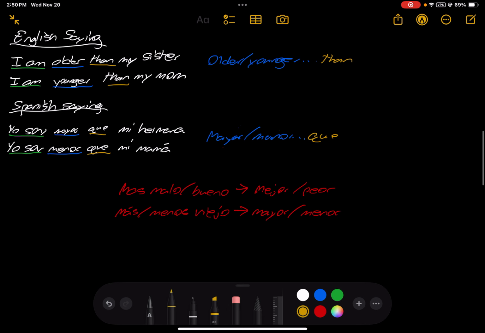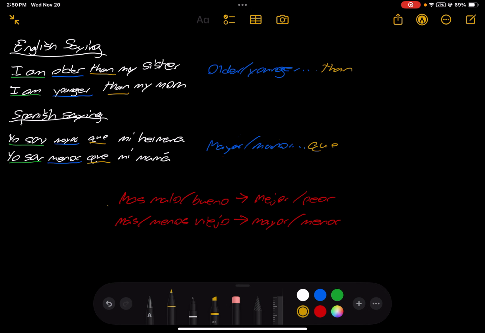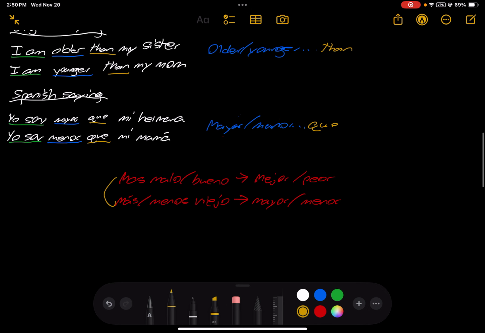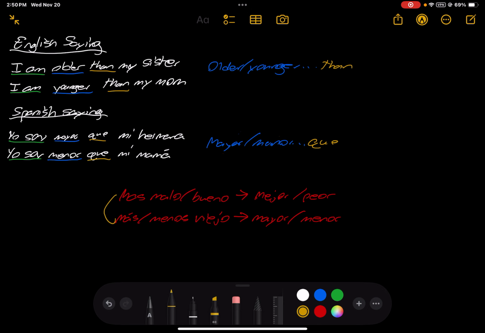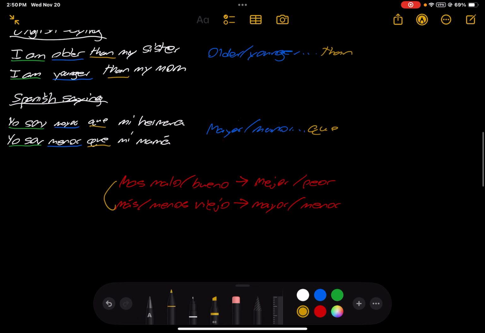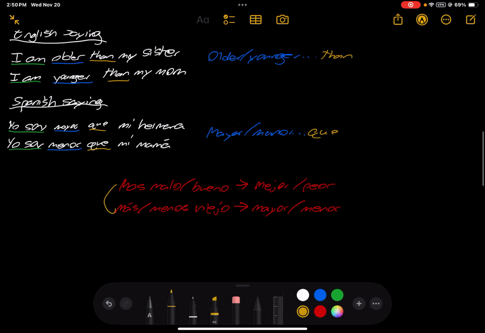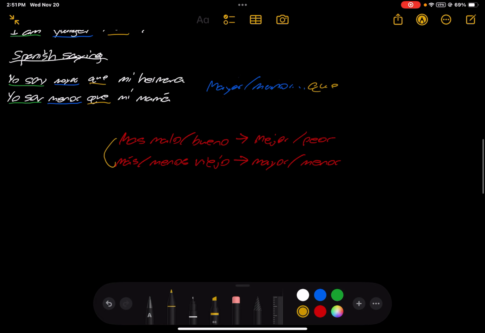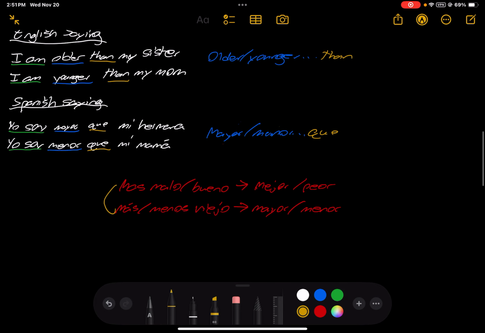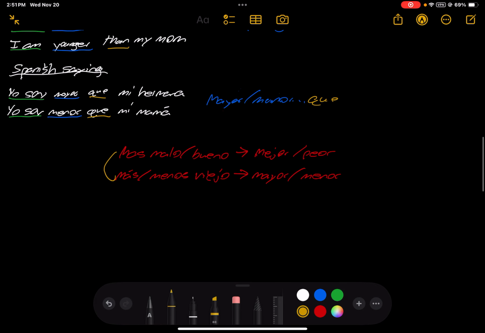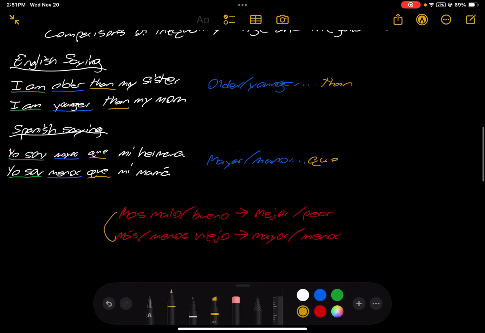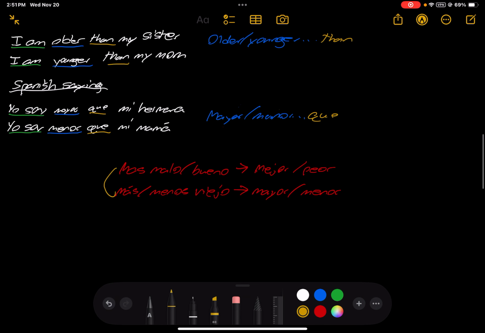Now, as you've probably noticed, I've already outlined right here what our irregularities are. For mejor y peor, they're más malo y más bueno. And mayor y menor, it's más y menos viejo, because it's another way of saying older and younger. However, for these irregularities, we have to use these. That's just another thing to get used to.